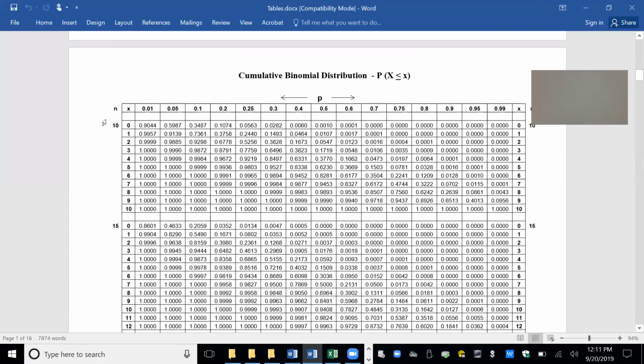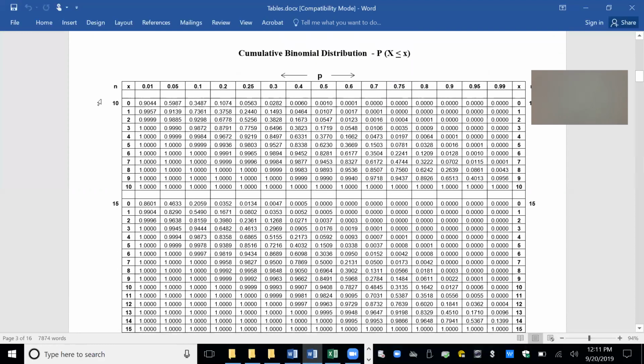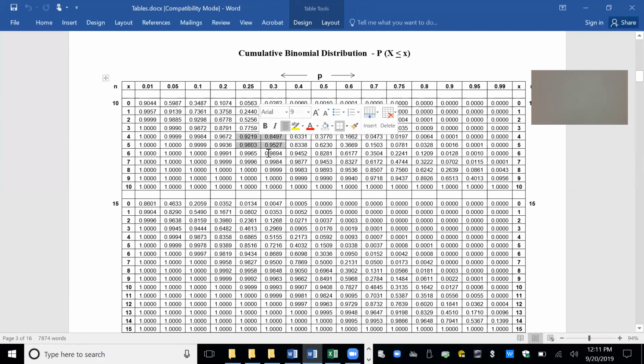So that takes us to the third page of the tables. The next argument we need to use these tables is what is the probability of success? That gives us the column. And that's stated to be our success rate was 30%. And then we wanted 4 or less. So there's our probability right there, 0.8497.